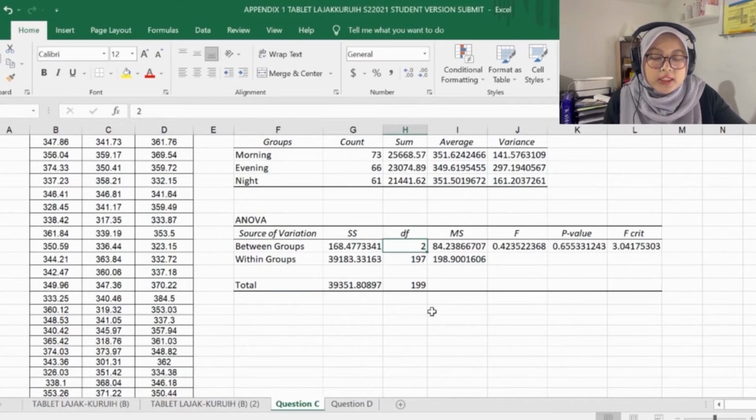2 here indicates V1, which is K minus 1. For 197 here is V2, which is N minus K. MS is the mean of squares, while F here is the F test. P-value is the P-value. F-crit is the critical point.